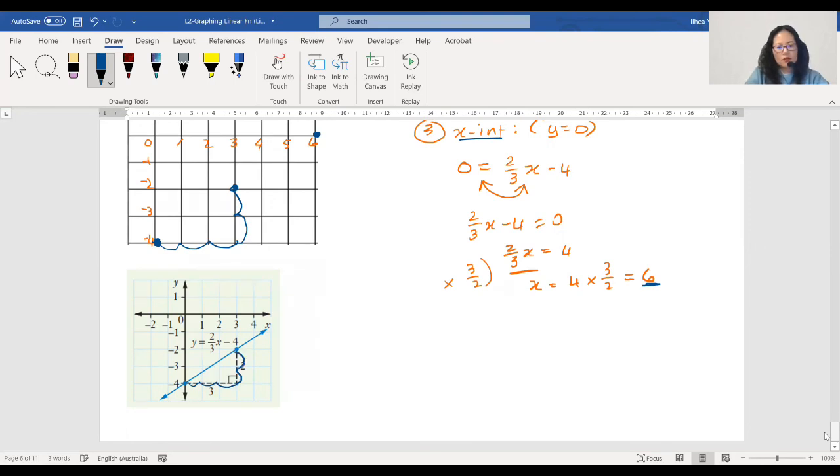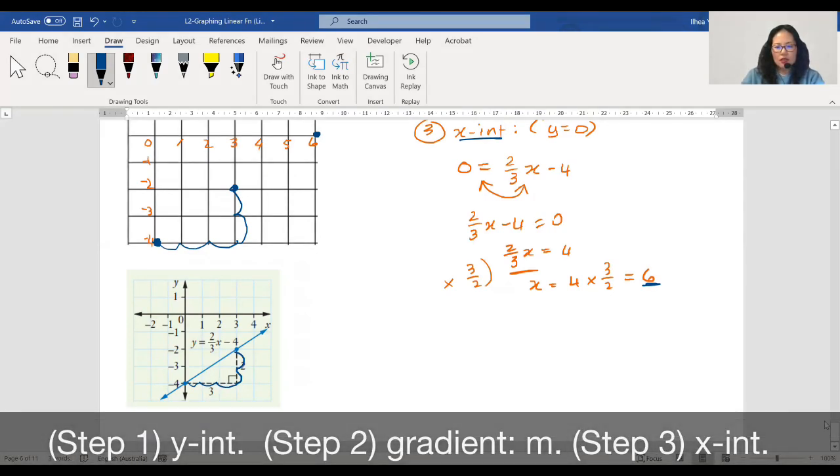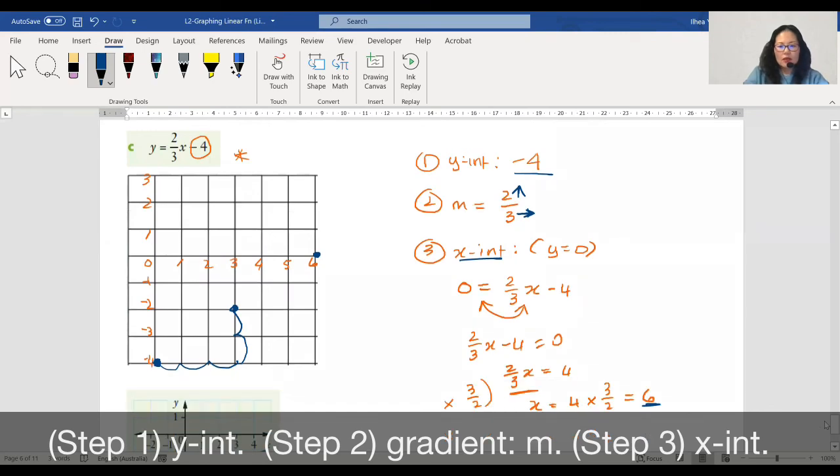All right, and then you join them. So in a nutshell, if you have to sketch any linear function, the first step is the y-intercept. Do we need to calculate the y-intercept? Not really, because it's right there. It's given to us. That's our y-intercept. And your gradient is the coefficient of x. The number in front of x is your gradient. And make sure you write it in a rise over run format, so it's easier to sketch it.